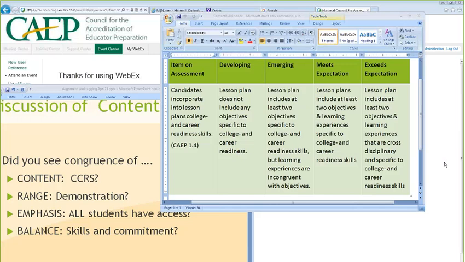It does talk in emerging and meets expectation and exceeds expectation about the learning experiences being specific to college and career objectives. So there are the objectives in there. There are learning experiences that align with the objectives. But again, what we're not really seeing here are skills or the demonstration, and we don't really know to what degree there's been accommodation, to make sure that all students have access to this. So maybe those are additional items that you would want to present when you submit evidence to CAPE.